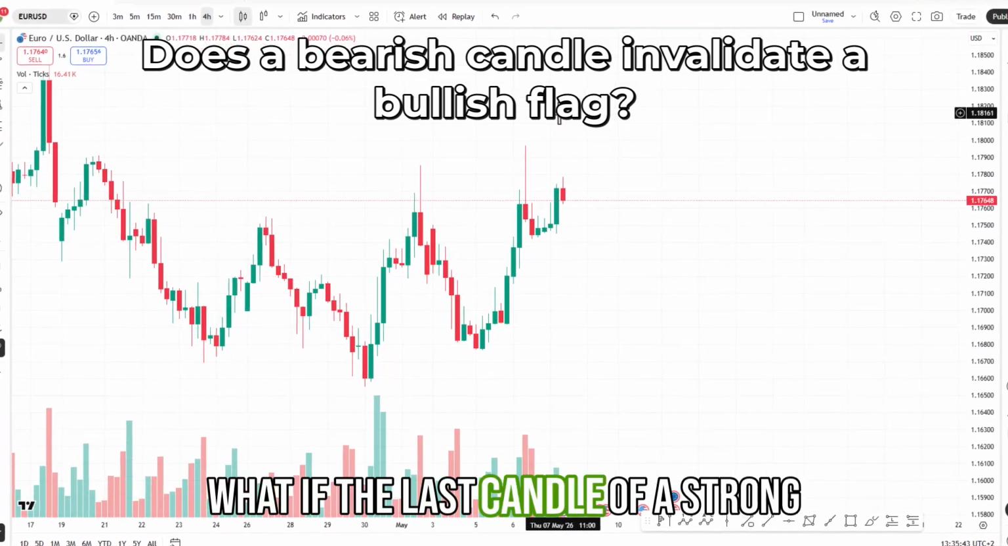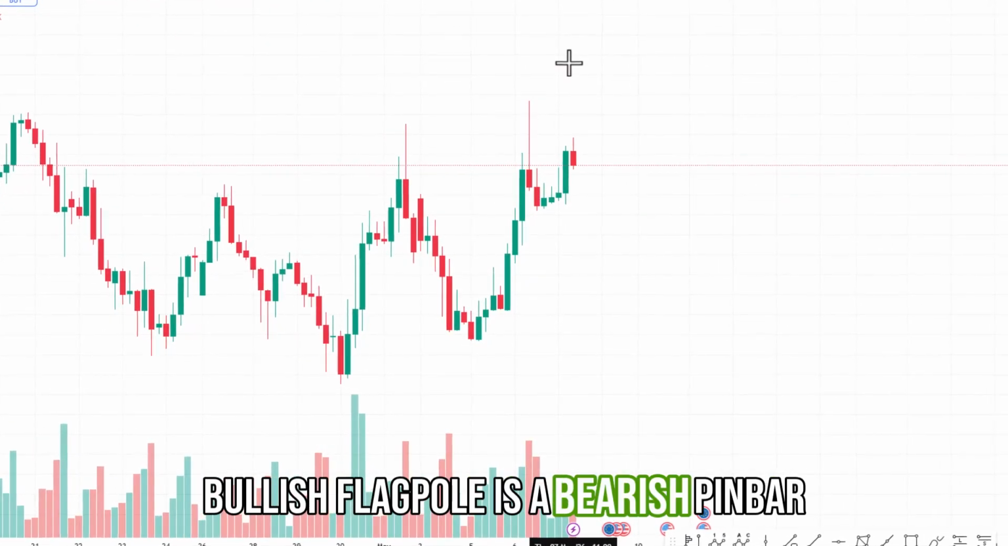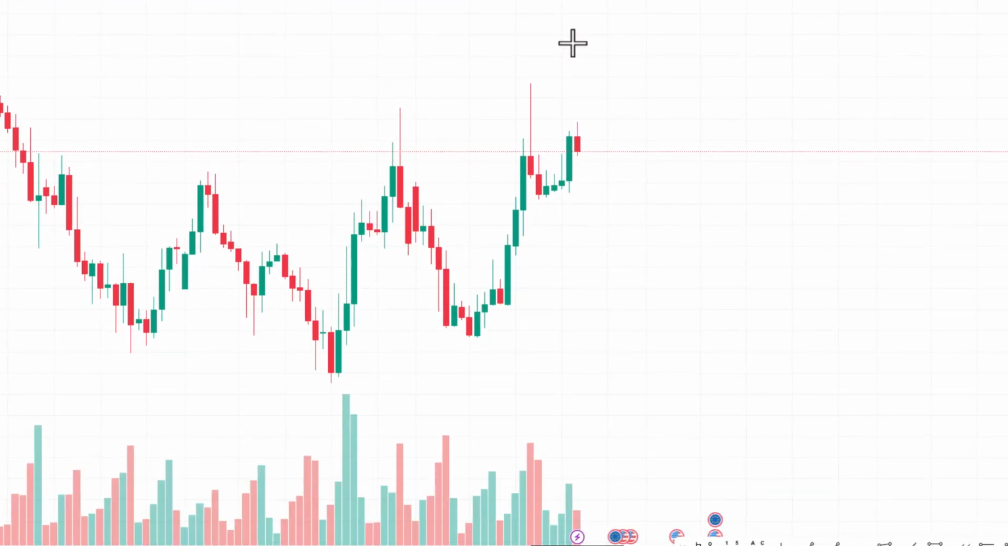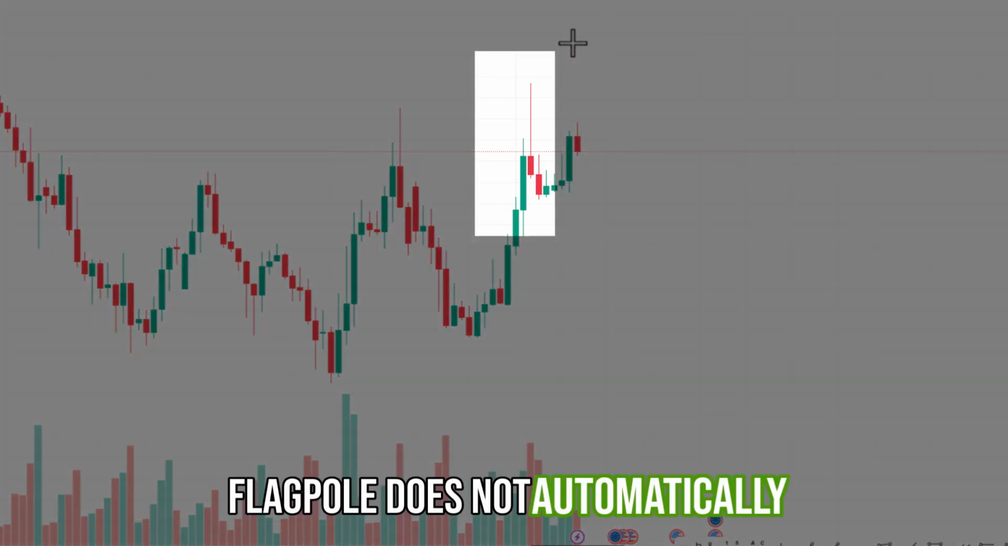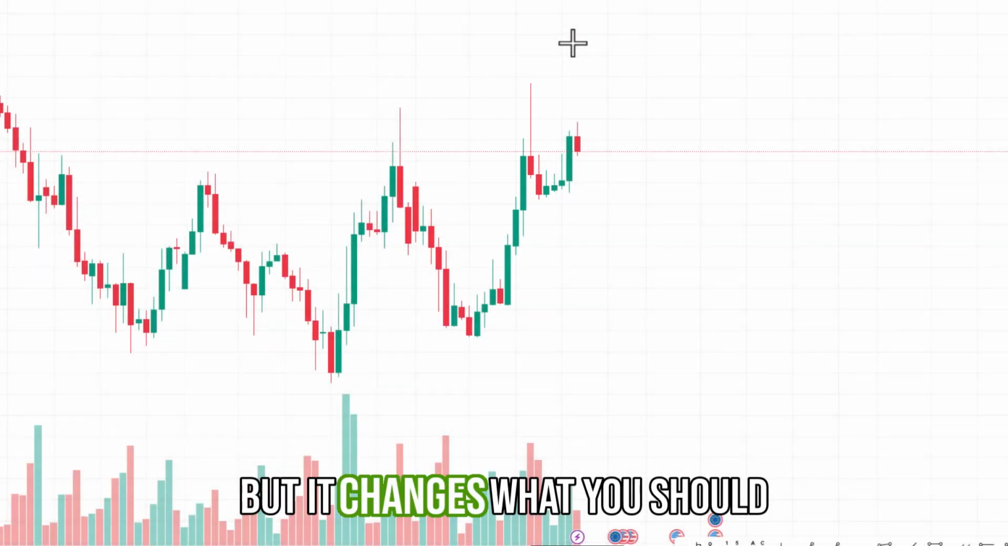What if the last candle of a strong bullish flagpole is a bearish Pinbar candle? Does that invalidate the pattern? I'll answer it like this. A bearish Pinbar at the top of the flagpole does not automatically invalidate a bullish flag, but it changes what you should expect next.